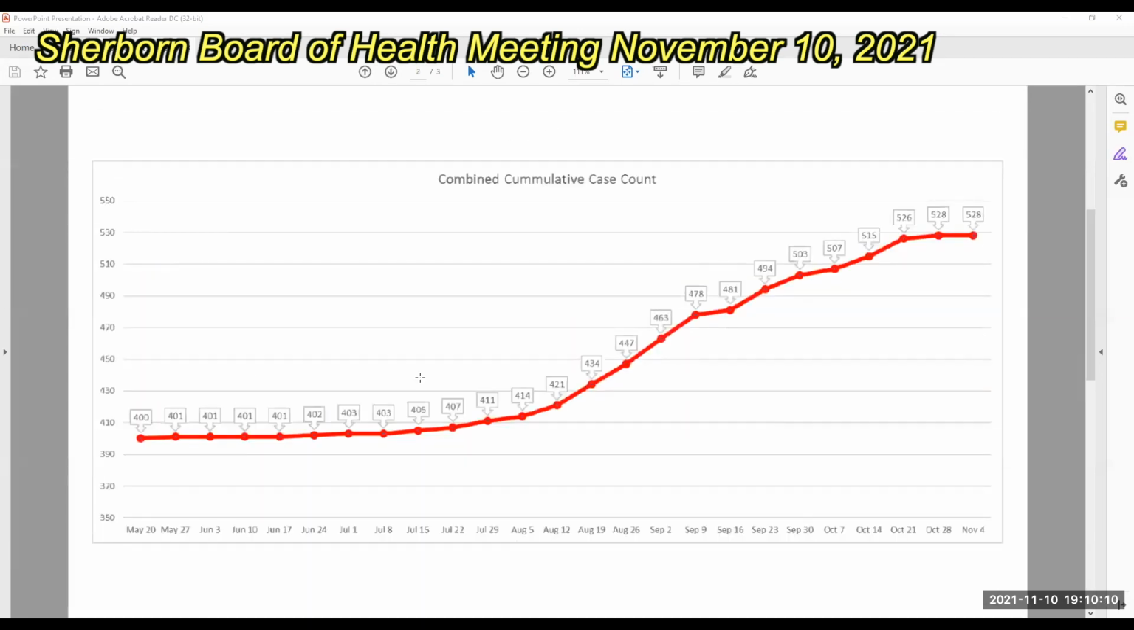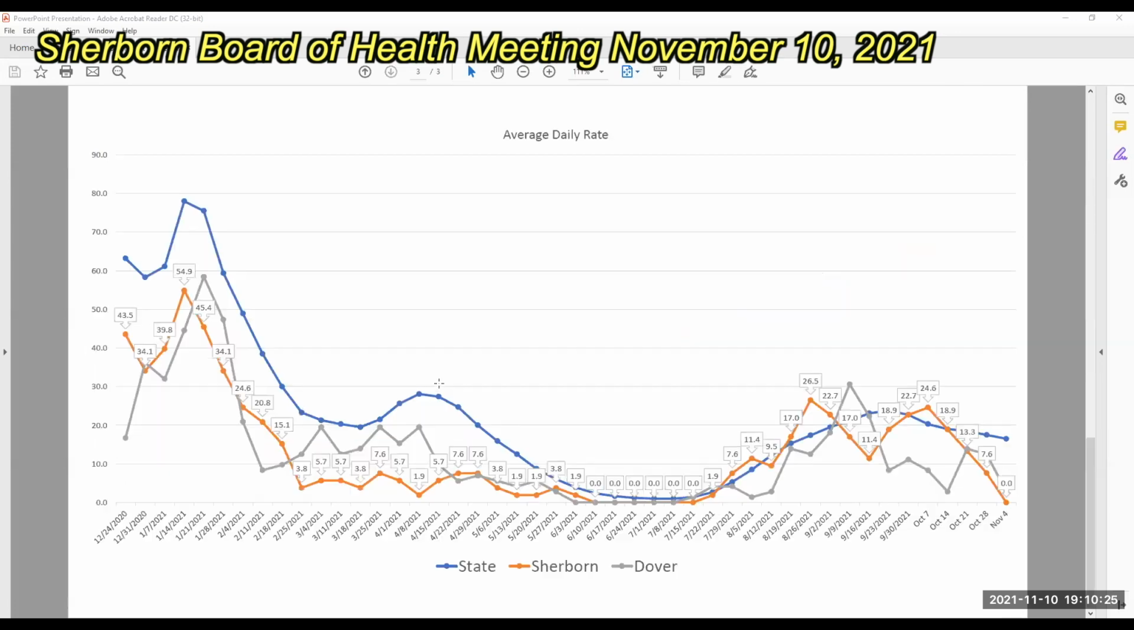The second table is a view of the raw case count as listed in that same report for the two towns extending back to May. So this is from May 20th to November 4th, showing the cumulative case counts between the two towns. The last slide is the average daily case rate as reported by the state for the municipality.